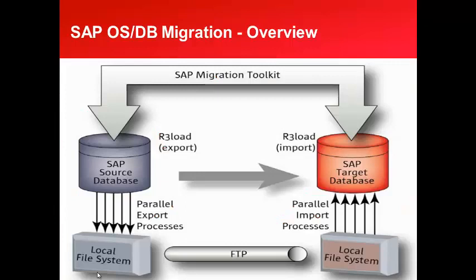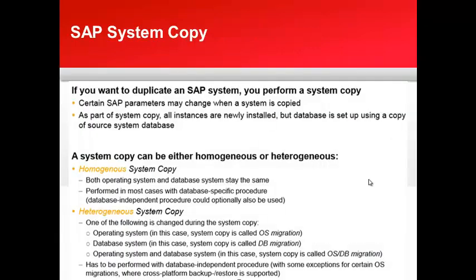Here this figure gives a brief overview of the OSDB migration process. Here you can see that from the source system you have the SAP data source. So this is your source system. Data is migrated via parallel export processes into a local file system, which in turn is FTP'd to a remote file system, and using parallel import processes it gets imported into the SAP target database using R3load processes. So you can see that during the entire process, one of the main tools which is used is R3load, both for the import and the export side.